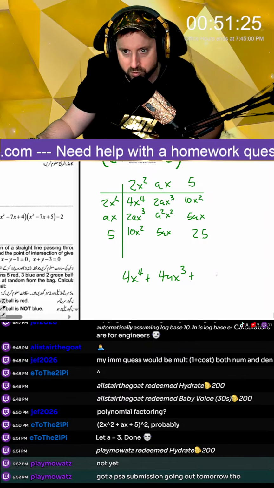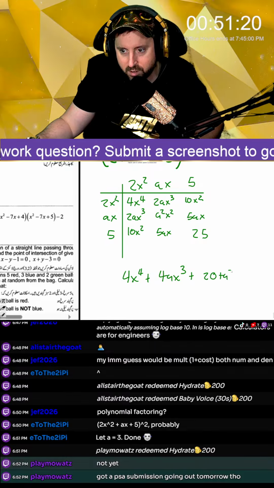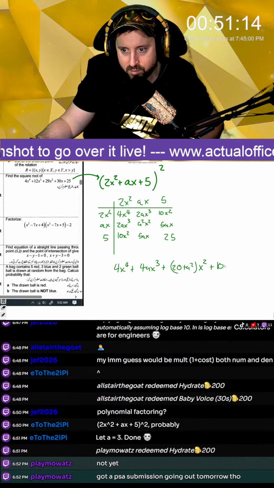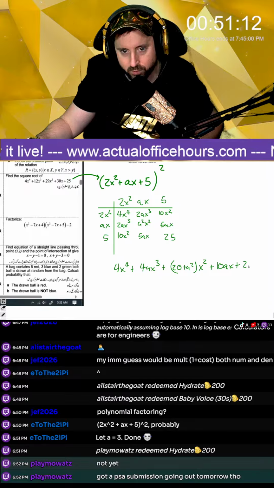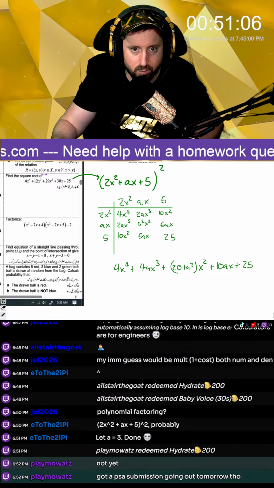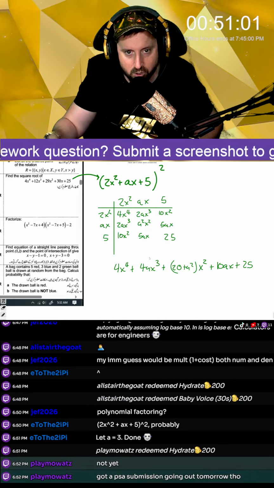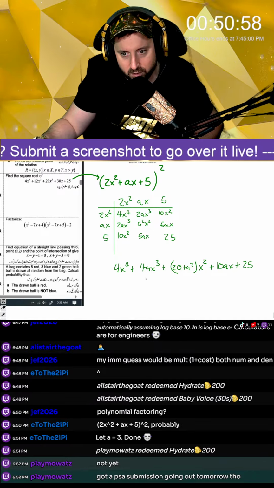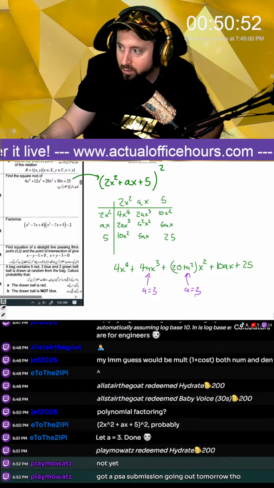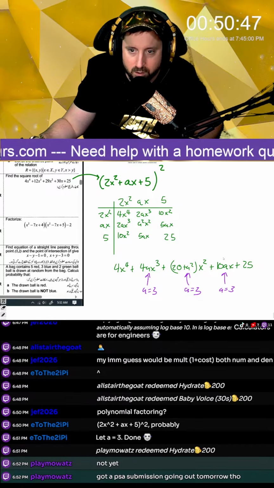Wait, plus. What was it? Let me make sure that's right. Plus 20 plus a squared x squared. And then plus 10ax plus 25. And then you can just match them up by terms, right? So I need a to be something such that 4ax cubed is equal to 12x cubed. So a equals 3. And then I think you just check it for the rest. Yes, a equals 3, because this would become 29. And then if a is equal to 3 here, you get 30x.